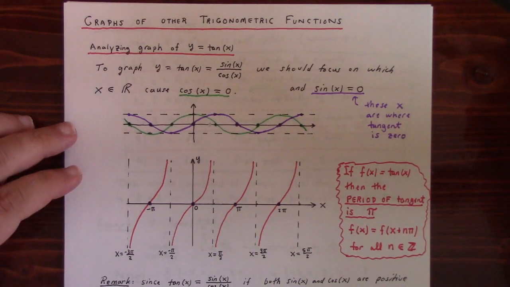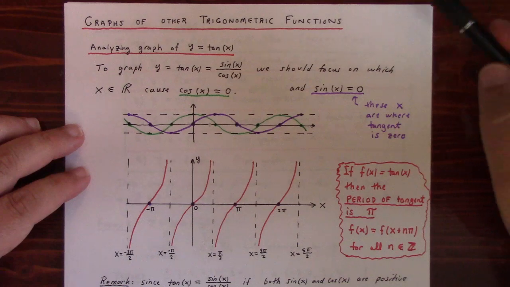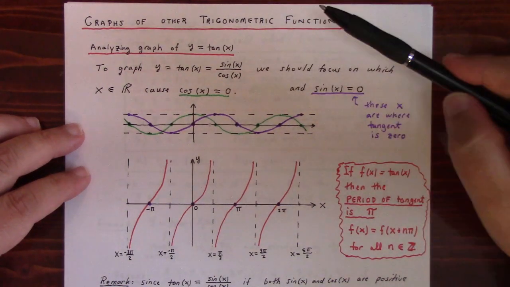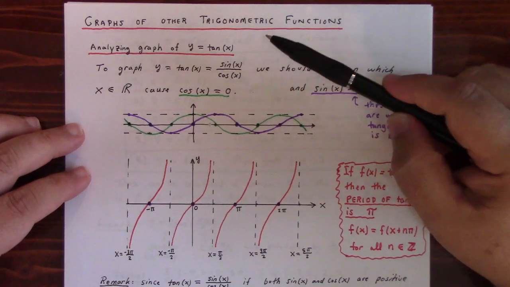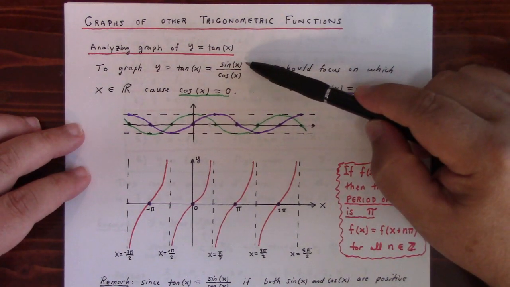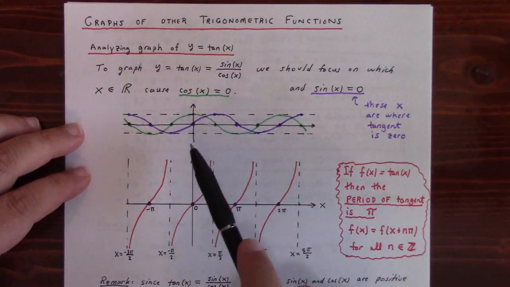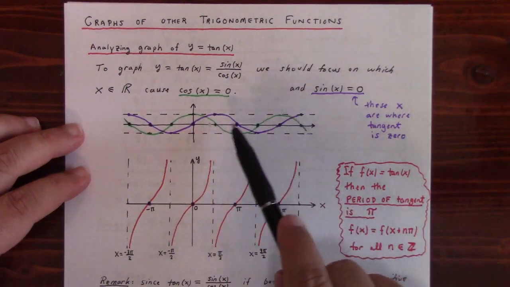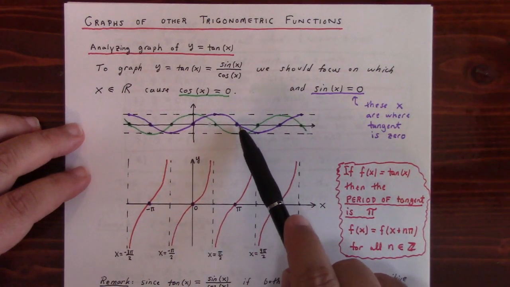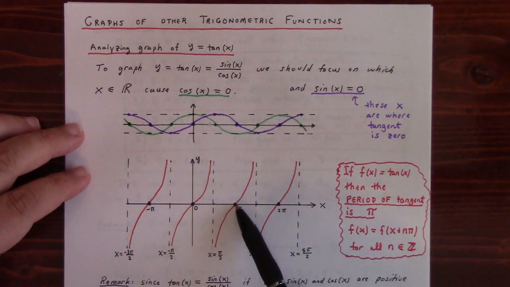The graph of tangent, really, there are two key features. Where is it zero? And where does it have vertical asymptotes? If you look at the formula, sine over cosine, it is going to be zero when the numerator is zero. In other words, it's going to be zero when sine is zero. Well, sine is zero at multiples of pi, right? So I've graphed sine in purple here, as you can see. And wherever sine is zero, there is a corresponding zero of the tangent function.